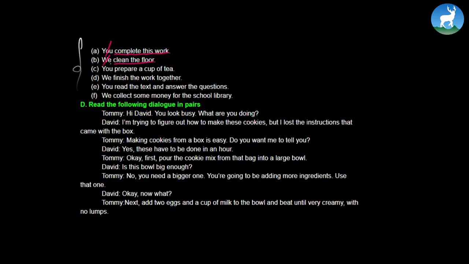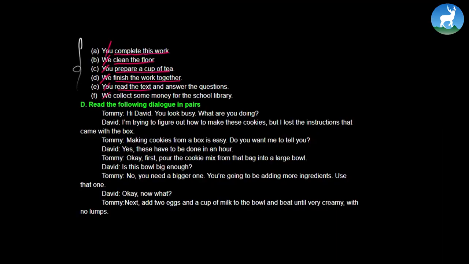You prepare a cup of tea, and you cancel this you, it becomes "prepare a cup of tea," which is imperative. Again, when you cancel we, it becomes "finish the work together," which again becomes imperative. You cancel you, it becomes "read the text and answer the questions." Again, it becomes a direct order, it becomes imperative. Again, for F, "we collect some money for the school library." You cancel we, it becomes "collect some money for the school library," right?